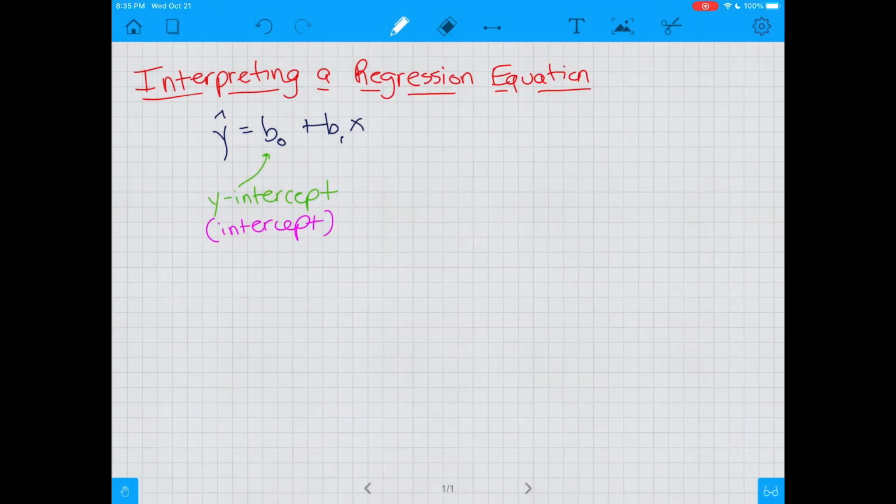And then very clearly, obviously here, b1 is your slope. And so you may be asked to interpret either one of these in the context of the question. In order to do so, it's actually a very formulaic answer, similar to most other things when we're asked to interpret. So let's say the question asks you to interpret the slope.